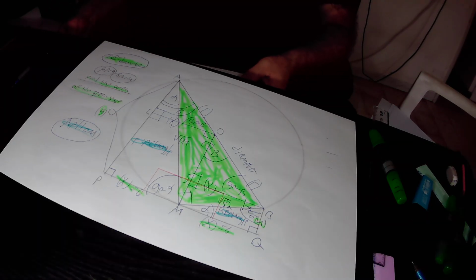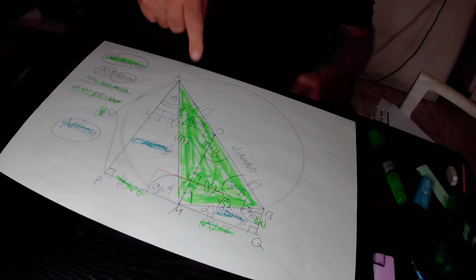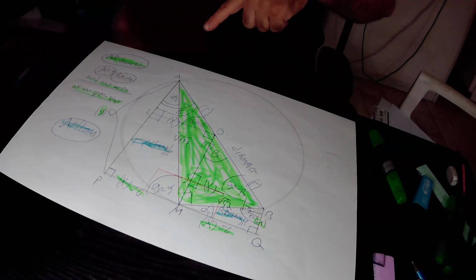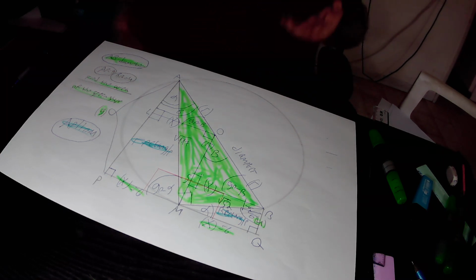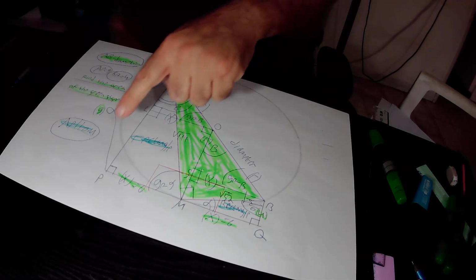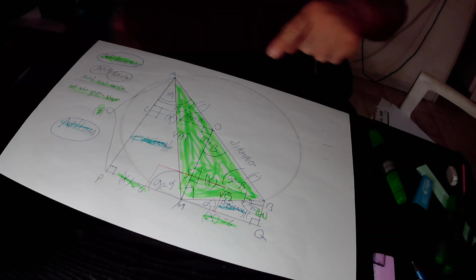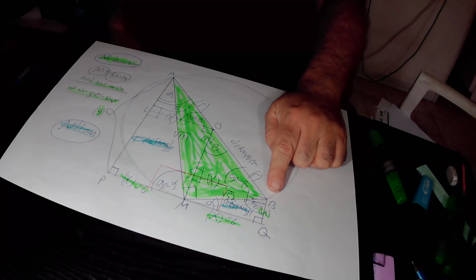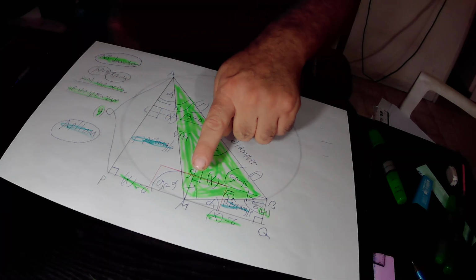The second question: our task is to find out the area of this green shape. The green shape is actually triangle AMB, so we have to find the area of this green triangle AMB. It is given in the question that chord AB is the diameter of this circle. In addition, we know that AP equals 9 units in length, PQ equals 4 units in length, and PQ is the tangent to the circle at point M.